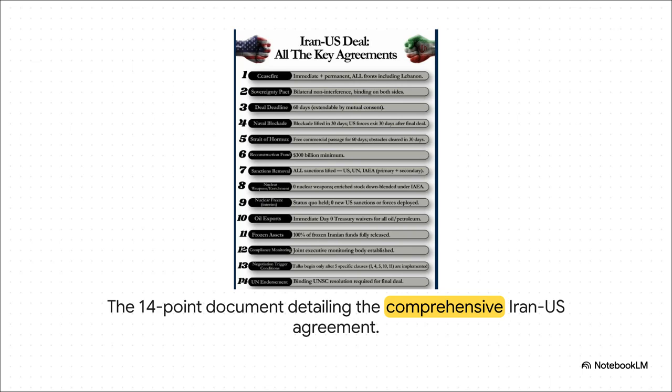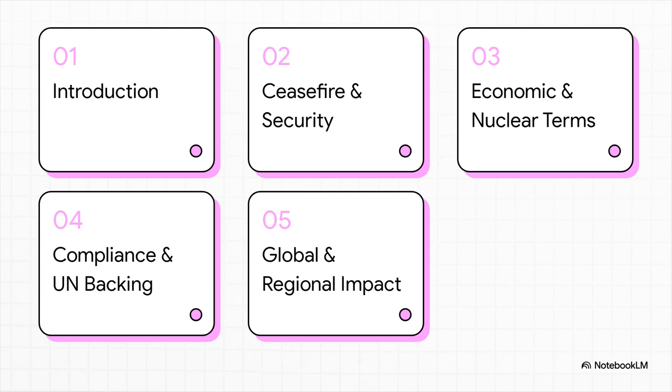It's really like a giant puzzle where each condition serves as a strict prerequisite for the next. To truly grasp the mechanics of this proposed framework, we have to look at how all these elements weave together to form a single binding agreement. To navigate these 14 sequential points, we've grouped them into a few logical chapters.